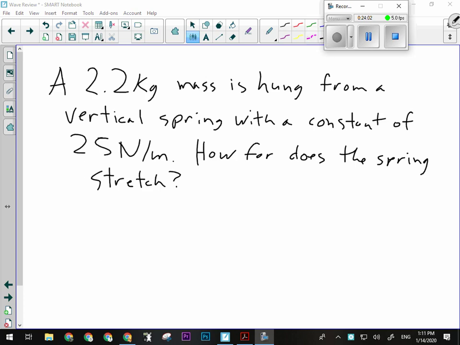Okay, so I had a request here for a Hooke's Law question. So here you go. A 2.2 kilogram mass is hung from a vertical spring. The vertical spring has a constant of 25 newtons per meter. I want to know how far the spring stretches. So it's not oscillating, it's just hanging there. That's how we know it's a Hooke's Law question.